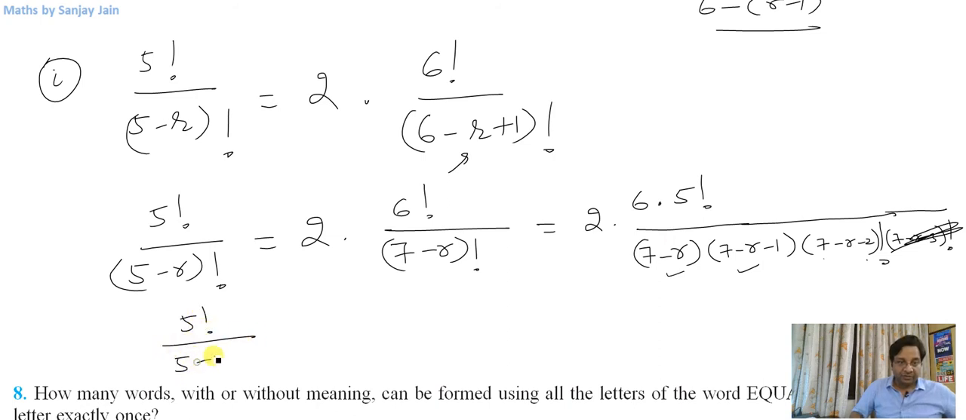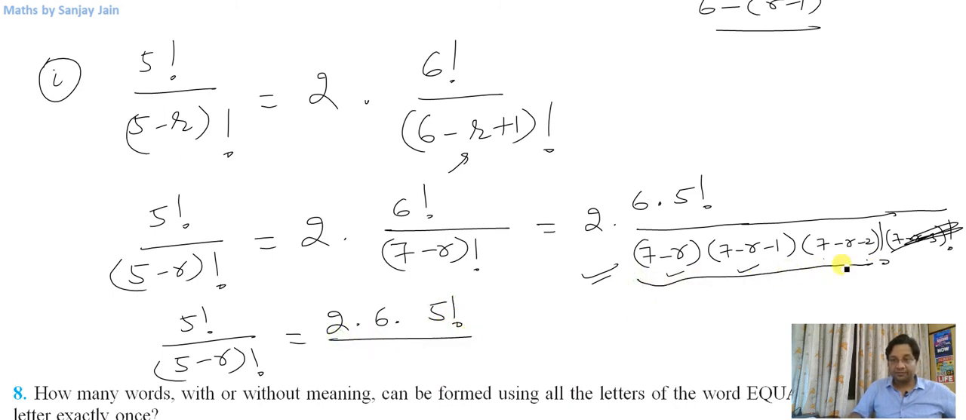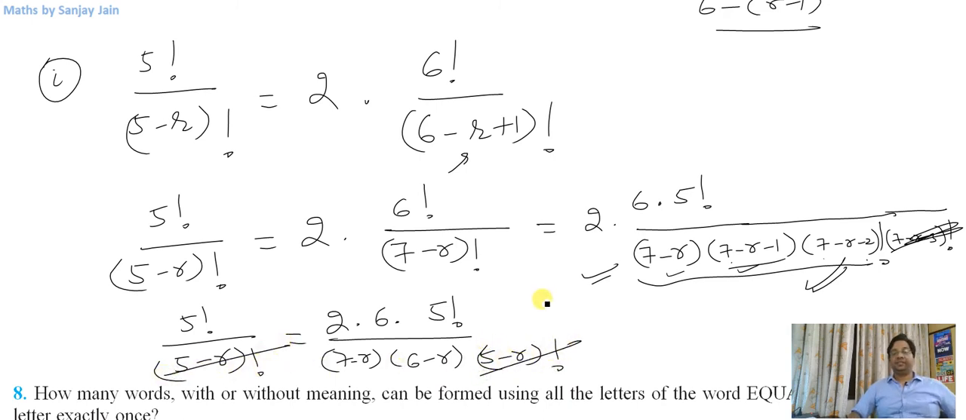5 factorial by (5 minus r) factorial on the left hand side, and on the right hand side I'll write this expression, which is 2 into 6 into 5 factorial divided by (7 minus r) into (7 minus r minus 1), so it is 6 minus r, and then (5 minus r) factorial. Now I can cancel these, and 5 factorial can be cancelled. So I am left with a quadratic expression, which is (7 minus r) into (6 minus r) equals 12. I have to solve this to find my answer.